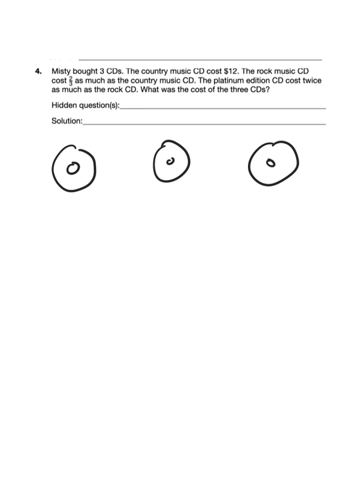So here's my 3 CDs. There's a country music CD, country music. There's a rock music CD, rock and roll, yeah. And then there's a Platinum Edition. Don't know what that means. I guess like the biggest hits. Platinum Edition. All right. Now each one of these CDs has a different cost.